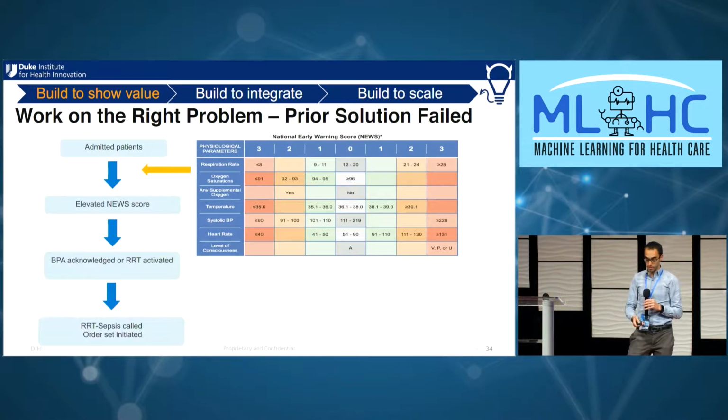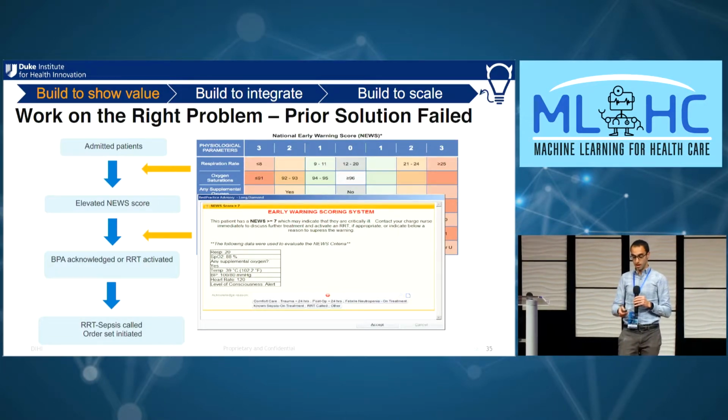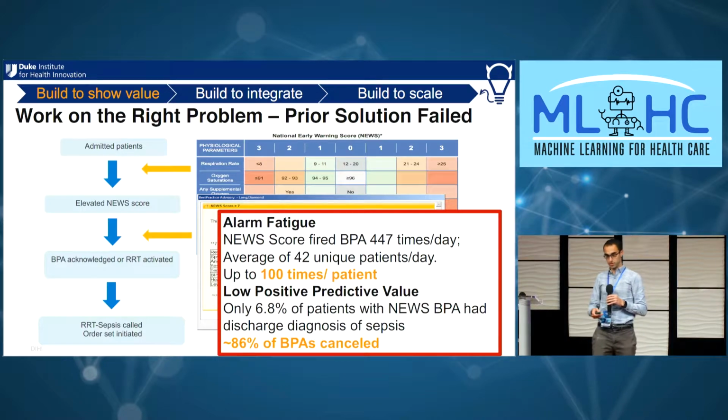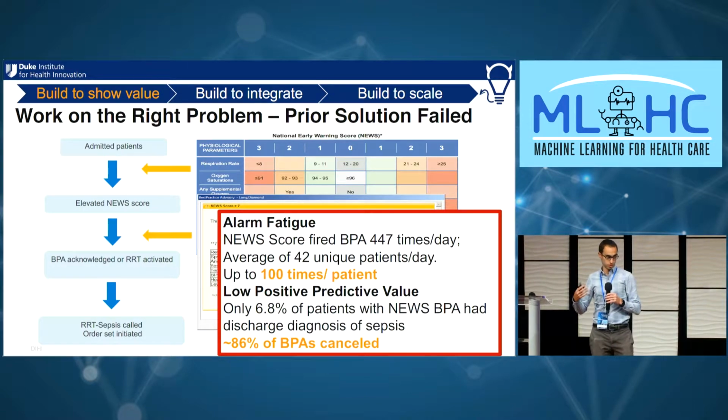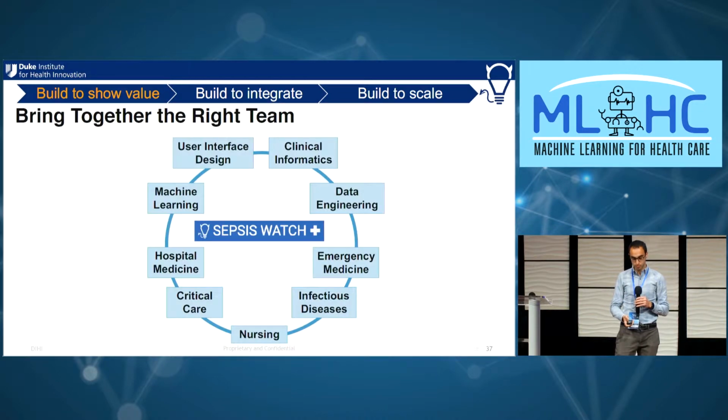So there was a prior implementation of a best practice advisory based off the NEWS score that failed miserably. It was firing up to 100 times a day for certain high-risk patients, and it was canceled 86% of the time. So an important takeaway here, too, is that other types of solutions have to fail at solving the problem before people start looking to machine learning and complex technology to implement.